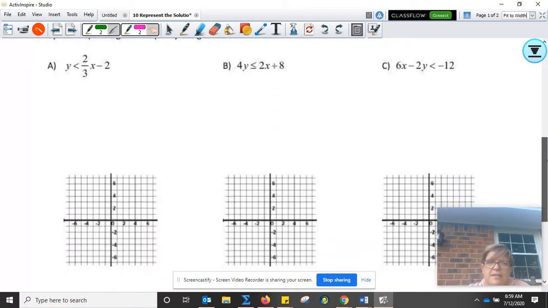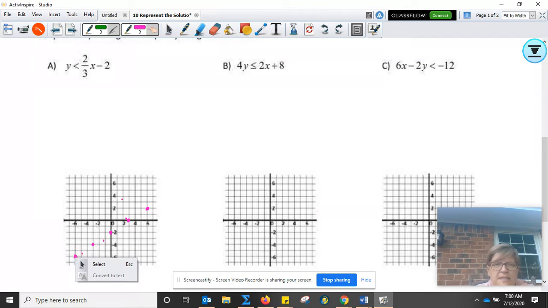So y is less than 2/3 x minus 2. It's in slope-intercept form. My b is -2, so I'm going to go down to -2, plot a point, and then graph my slope. Rise 2, run 3. If I can go up and right, I can also go down and left.